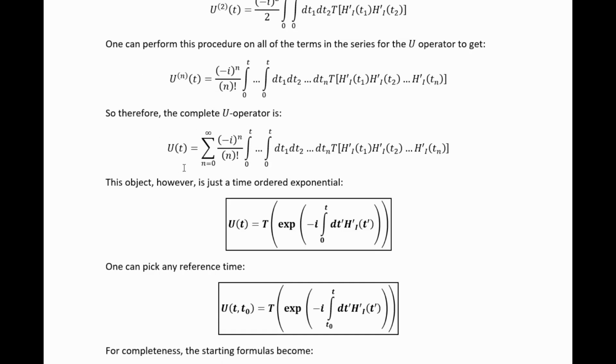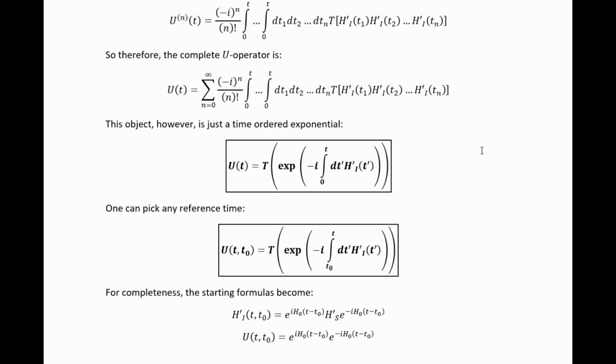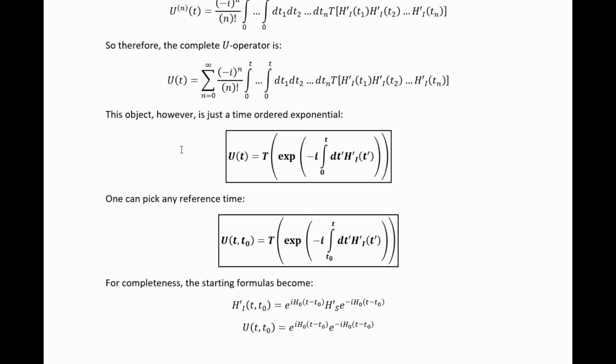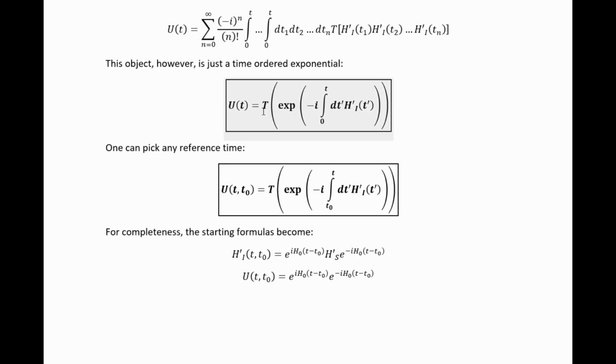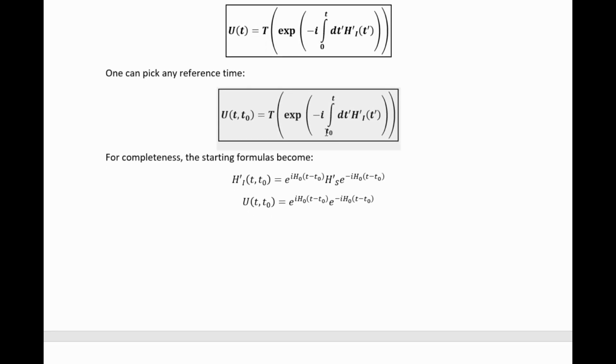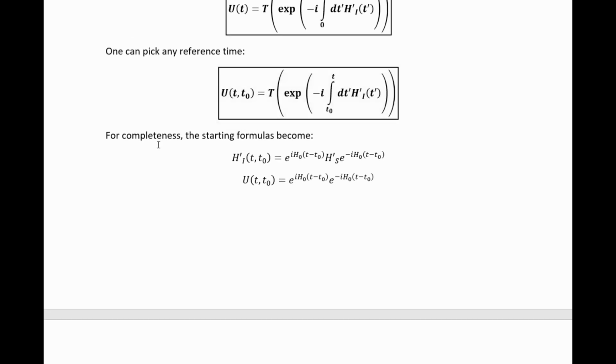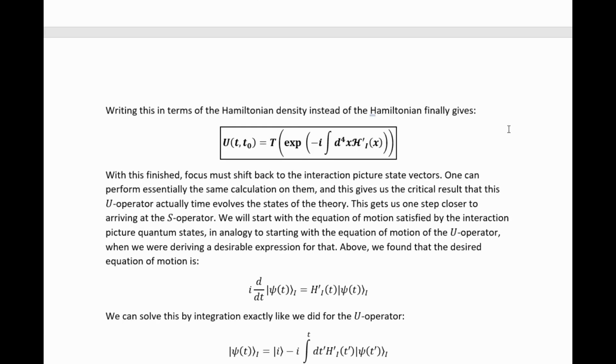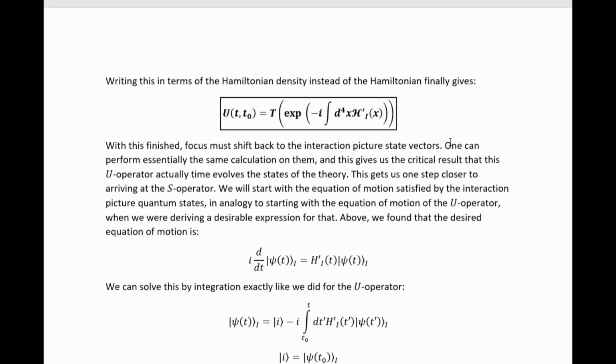If we plug this into the full expression for the u operator, meaning we just sum the terms, then we arrive here. This object, of course, is just a time-ordered exponential, where the time ordering just denotes that all the terms in the Taylor expansion must be time-ordered. So now we have that u operator expression we were looking for in terms of the time-ordered exponential. One can pick any reference time to start the integration. We don't have to call that time t equals 0, so just sticking a t0 in there and expanding the variable dependence gives us what we're looking for. If we write this in terms of the Hamiltonian density, then we arrive at this expression for the u operator.